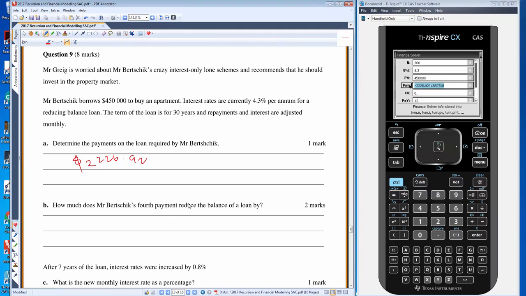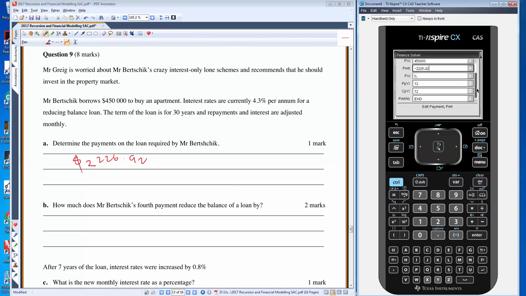How much does Mr. Birchick's fourth payment reduce the balance of the loan by? Alright, this is a bit of a tricky one. If these are the payments, let's round this down to 92, because he can't pay a fraction of a cent. You can pay a tenth, a hundredth, but you can't pay a thousandth of a cent. So we're going to round that down to 2 decimal places.